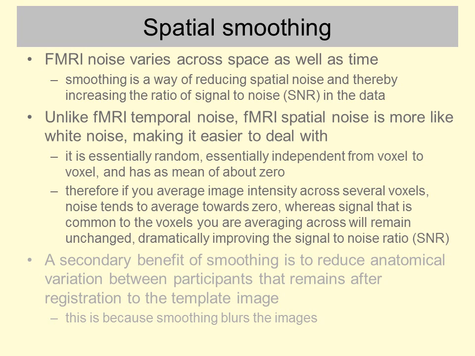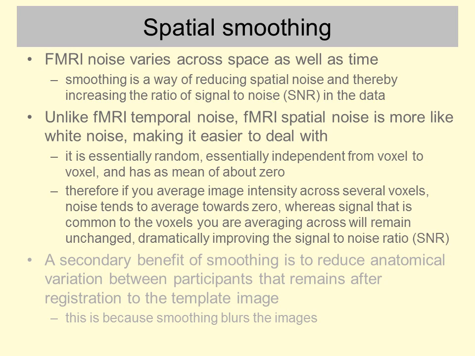Now, spatial noise in fMRI is less problematic than the temporal noise we've just been talking about, because if we look at the spatial autocorrelation structure of fMRI noise, it is a bit like that orange line that we saw on the temporal autocorrelation graph. It basically isn't any autocorrelation. It's essentially random, essentially independent from voxel to voxel, and the noise has a mean of about 0.